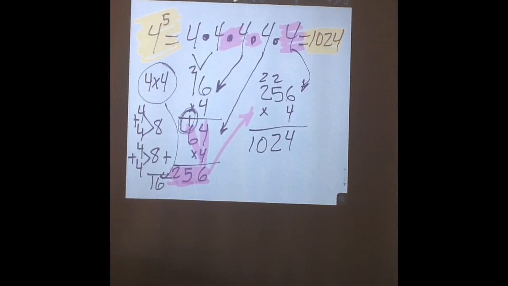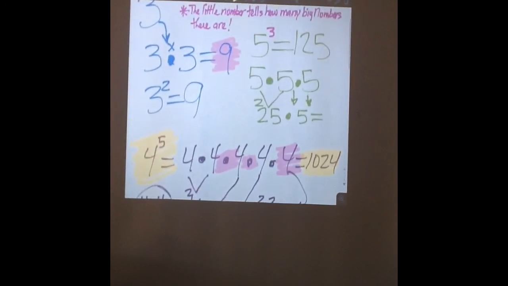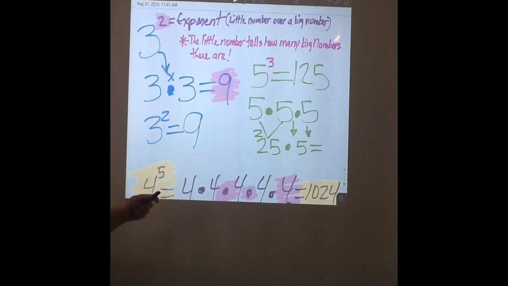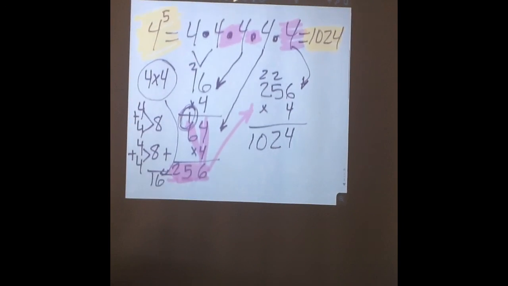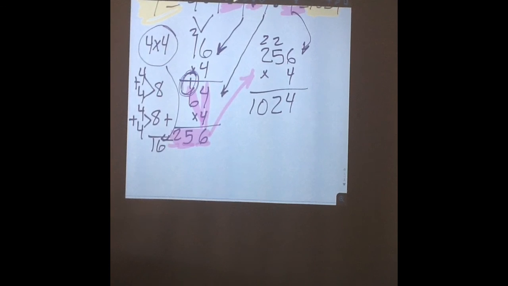Wow, two little numbers. It's incredible, isn't it? How fast it goes up. It makes a super big number, doesn't it? Now, let's recap one more time. This little number does what? It tells us how many big numbers there are, right? So when you see a big number with a little number over the top, we call it an exponent. Okay, so that's how you do exponents, the easy way. All right, I love math.